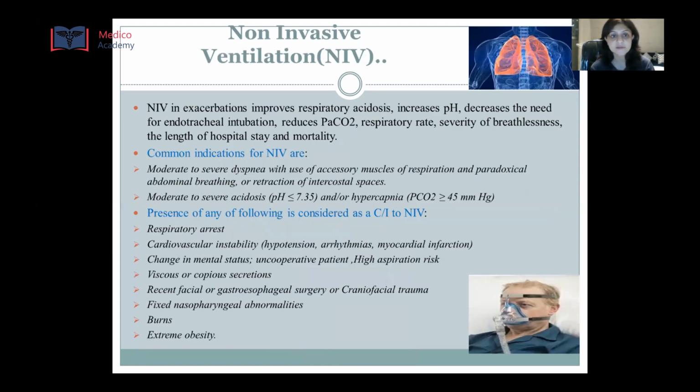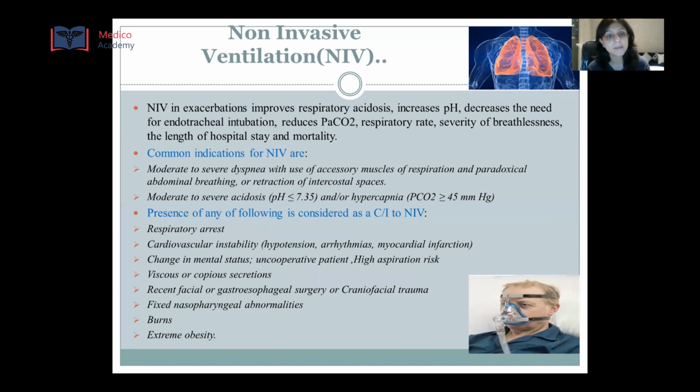Now, non-invasive ventilation. Non-invasive ventilation, when used in the exacerbation of COPD, improves acidosis, increases the pH, decreases the need for endotracheal intubation, reduces the PaCO2, respiratory rate, severity of breathlessness, and so overall the length of hospital stay and mortality.